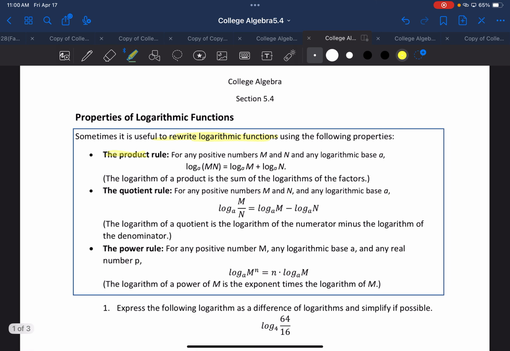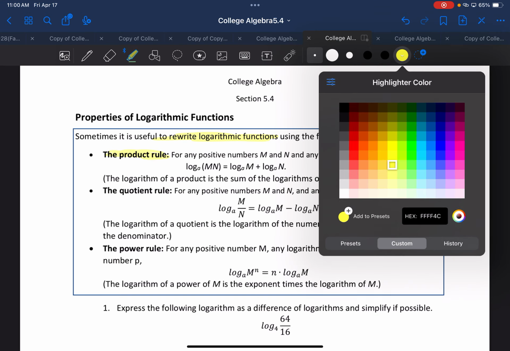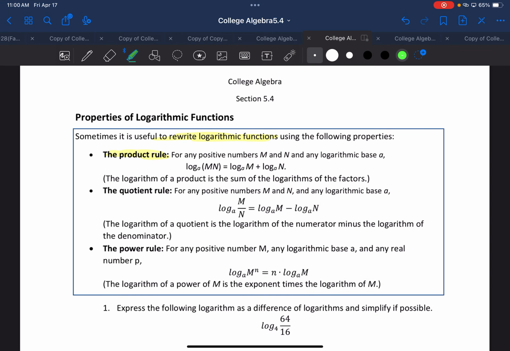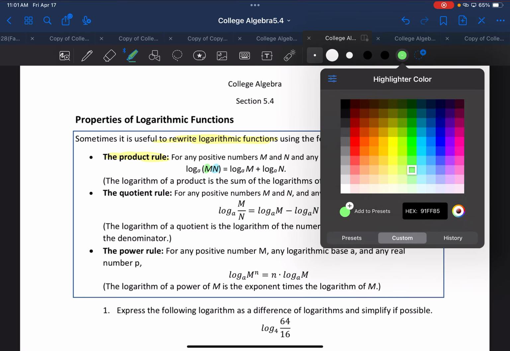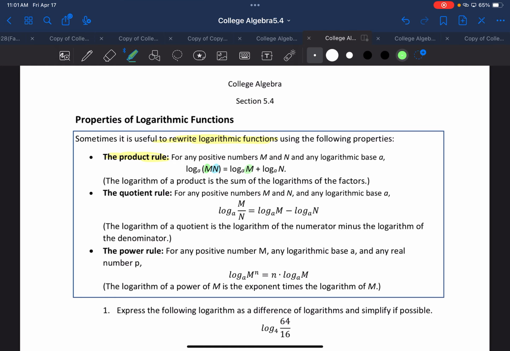So the first one is the product rule for logarithms. So that says that for any positive numbers m and n, and any logarithmic base a, if I have log base a of m times n inside my log function, this can be separated into a sum of two separate log expressions, where the first one has the first factor in the product, m, and the second one has the second factor in the product, n. So this would be equal to log base a of m plus log base a of n.